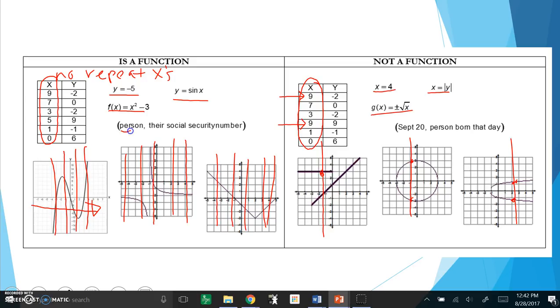As far as the person and their social security number, the reason that's a function is because every person only has one specific unique social security number. You can't have a person having two social security numbers. And then September 20th, and a person born that day, many people are born on September 20th. So you could have multiple people having that birthday.